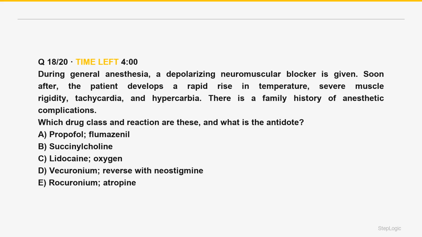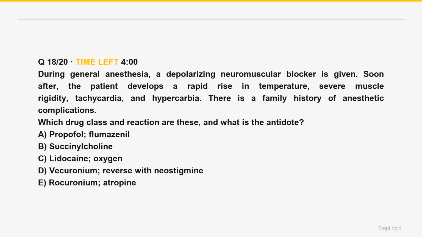Which drug class and reaction are these, and what is the antidote? During general anesthesia, a depolarizing neuromuscular blocker is given. Soon after, the patient develops a rapid rise in temperature, severe muscle rigidity, tachycardia, and hypercarbia. There is a family history of anesthetic complications.